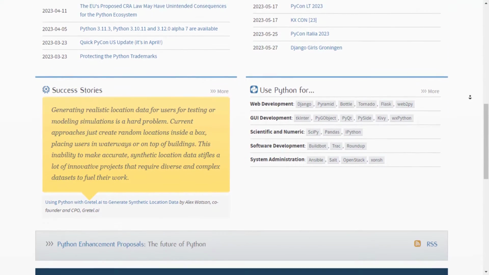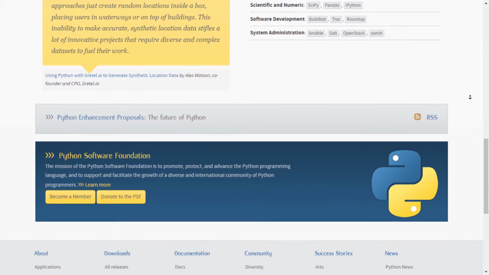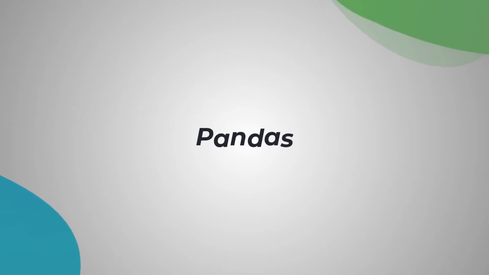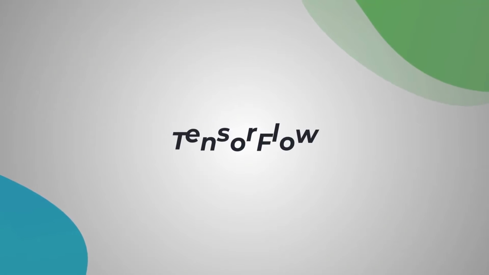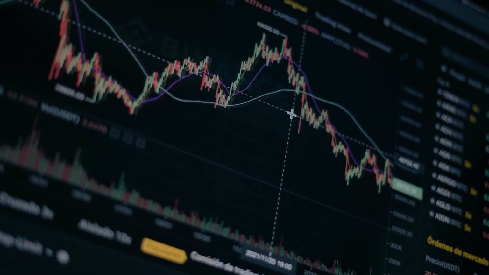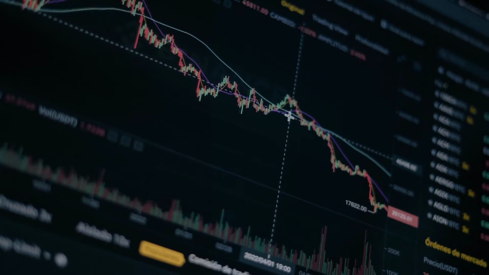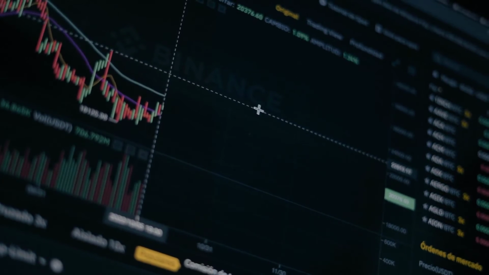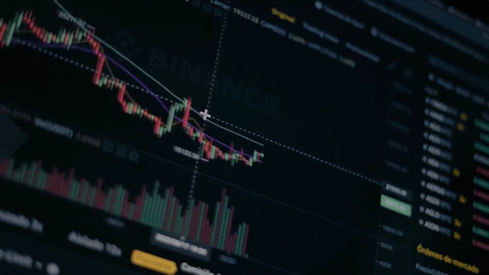Python has a vast array of libraries and tools that are used for algo trading, including NumPy, Pandas, scikit-learn, and TensorFlow. These libraries provide powerful data analysis and modeling capabilities that can be used to build complex trading algorithms.